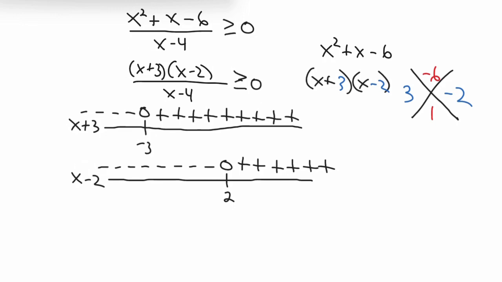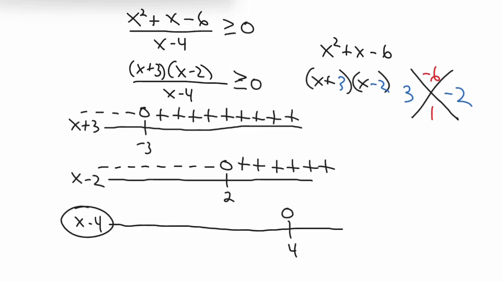Let's do one for x minus 4. If you set this equal to 0, you're going to find that x equals 4 is going to make that be 0. And if you plug in values bigger than 4, like 5, 5 minus 4 is positive. So anything bigger than 4 is going to be positive. Anything smaller than 4, like 3, is going to make that be negative.